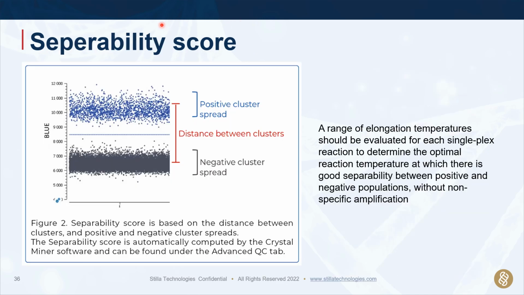I mentioned the separability score of the reaction. So essentially, this is something that's calculated by the software for the user. It looks at the cluster of positive droplets that's present in the sample. It looks at the cluster of the negative droplets of the sample, and it has a look at the mean distance between these two clusters and associates a value to that. And this is found under the QC tab of the software.